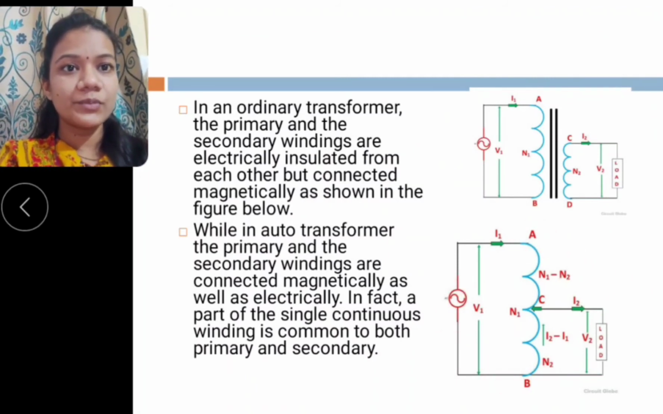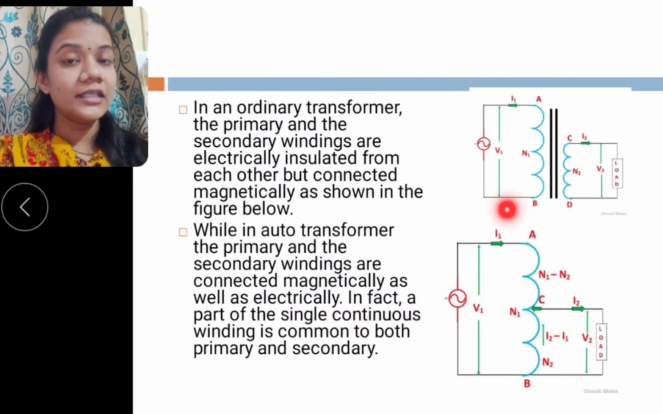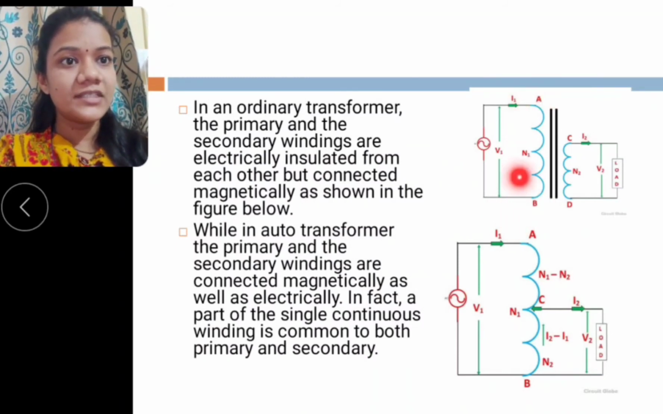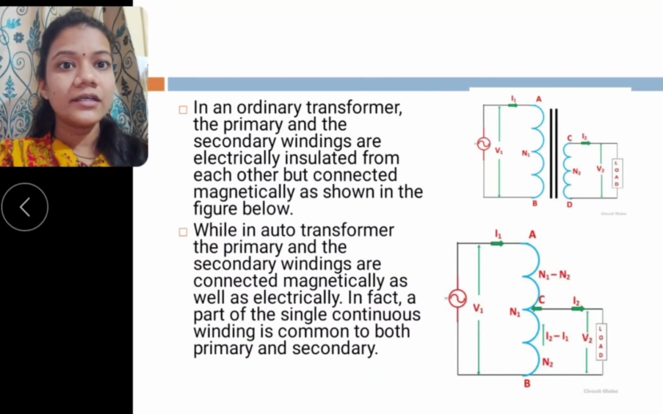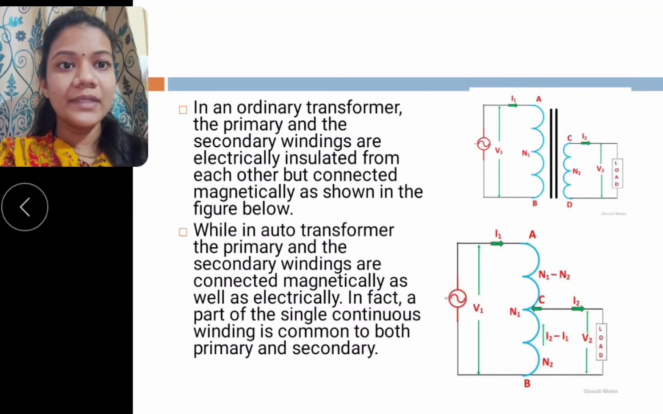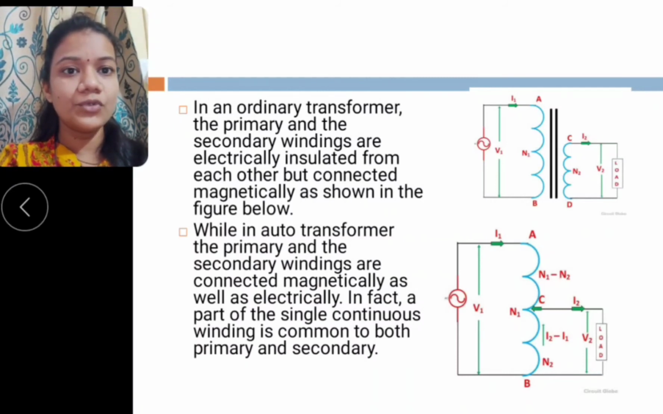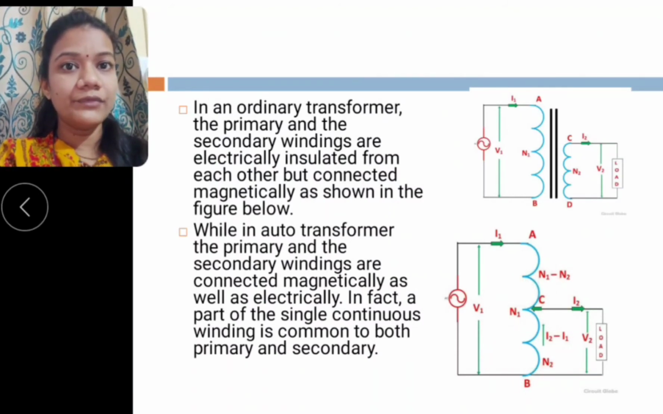In an ordinary transformer, the primary and secondary windings are electrically insulated from each other but connected magnetically. As we saw in our first slide, in an ordinary transformer these are the two windings, primary and secondary. So they are electrically insulated but magnetically connected. But in an auto transformer, the primary and secondary windings are connected magnetically as well as electrically. So this is the auto transformer. In fact, a part of a single continuous winding is common to both primary and secondary. So this is the common winding between primary and secondary.